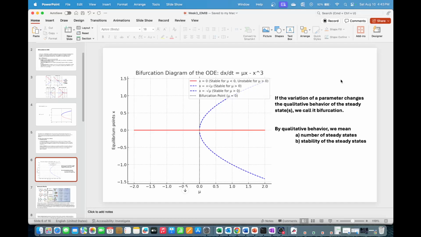Bifurcation will only happen if the system is set up like that: if you vary your parameter, your number of steady states will change. It is then you will call it bifurcation. Just to give you a clear idea, this is what we mean by bifurcation, and this is how we apply bifurcation, right? Okay.